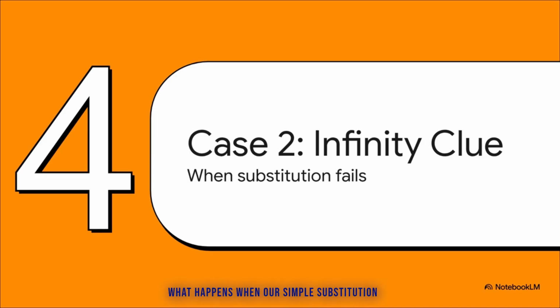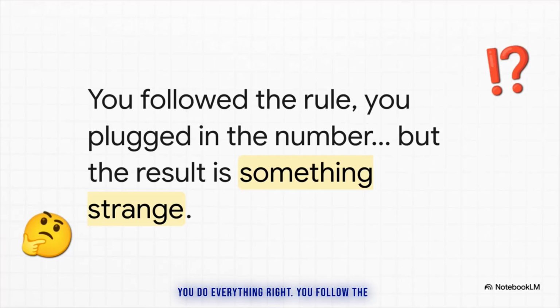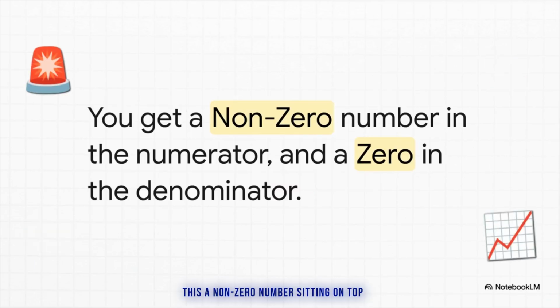But what happens when our simple substitution method seems to break? Well, welcome to Section 4 and what I like to call the infinity clue. So you do everything right. You follow the golden rule, you plug in the number, but the result isn't a nice, clean number. The result you get is something a little strange. Yep, this. A non-zero number sitting on top and a big old 0 on the bottom. We're trying to divide by 0.